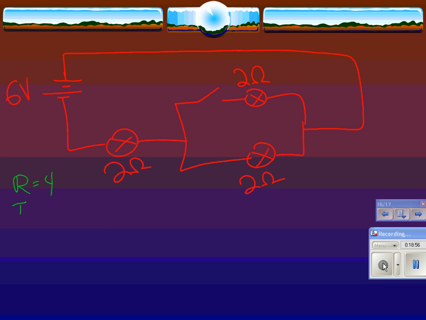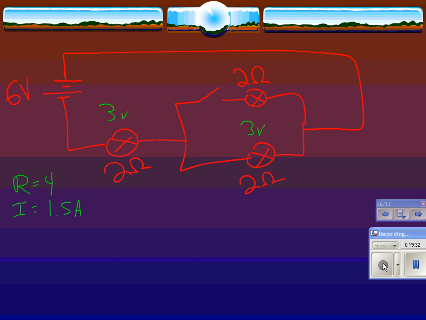Okay. What's the total current? I equals V over R, right? 1.5 amps. Okay. You with me? Okay. How much voltage does this bulb use? 3 volts. And how much does this one use? 3 volts, because it's just a series circuit here. It's just got 2 bulbs. They're equal. It divides the voltage.